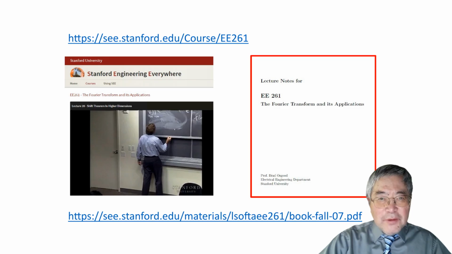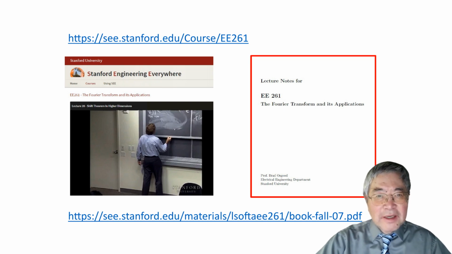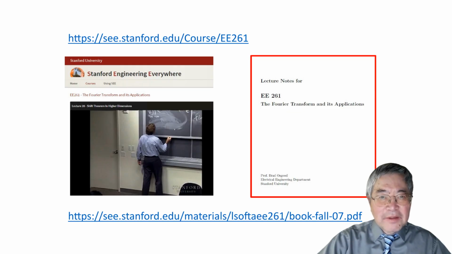In addition to our course materials, I'd like to mention a particularly helpful supplementary resource that aligns well with the foundation we're covering, especially Fourier transforms and linear systems. Stanford University offers an excellent course titled EE 261, The Fourier Transform and Its Applications. It's taught by Professor Brad Osgood, and the best part is that it is freely available online through Stanford's SEE platform. You can access the full textbook there and watch high-quality lecture videos.